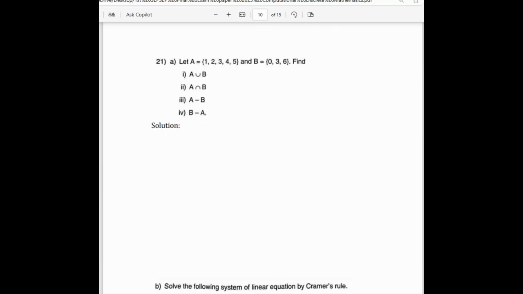Find A union B for the given sets. What is meant by union? Union means you should write all the elements together: 1, 2, 3, 4, 5, 0, 3, and 6. Arrange it in order. So it will be 0, 1, 2, 3, 4 and 5. Repeated ones, write only one time. Union is nothing but writing the elements together.